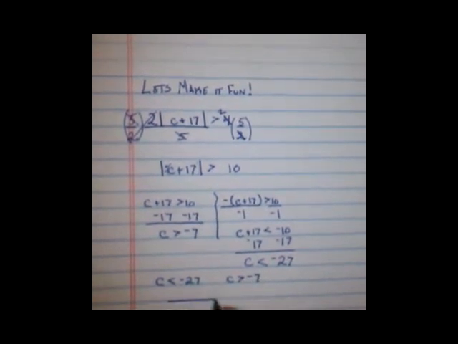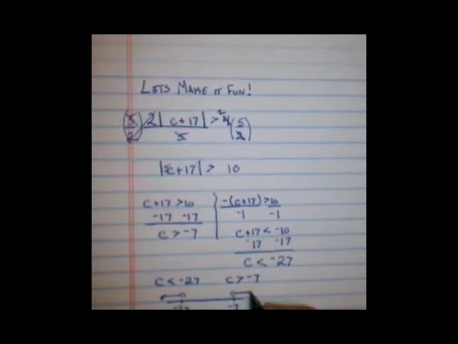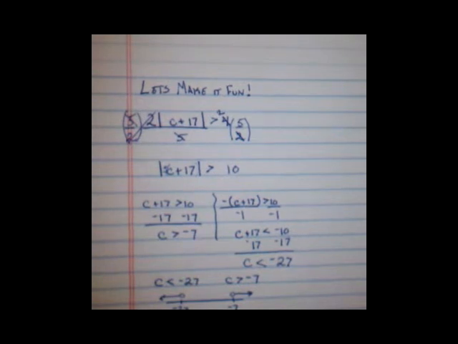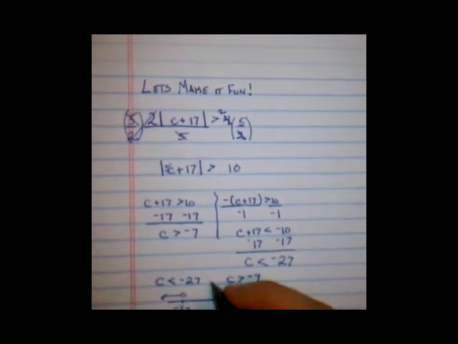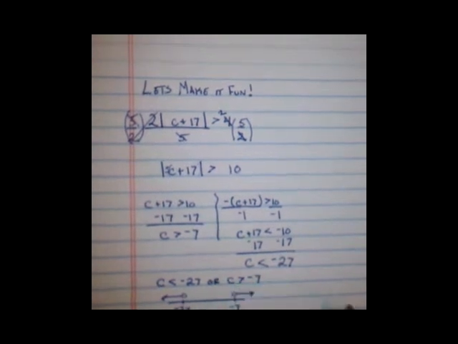Let's go ahead and look at a graph with a number line just to verify that these do stay separate. Negative 27, negative 7, open dot, no equal to. This says C is smaller than negative 27. Smaller goes to the left. This says C is greater than negative 7. Greater goes to the right. This is indeed a disjunction. It goes both ways. I'll just throw the word or in there to close it all up.